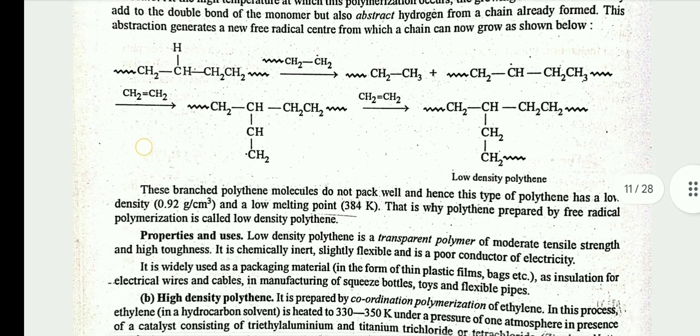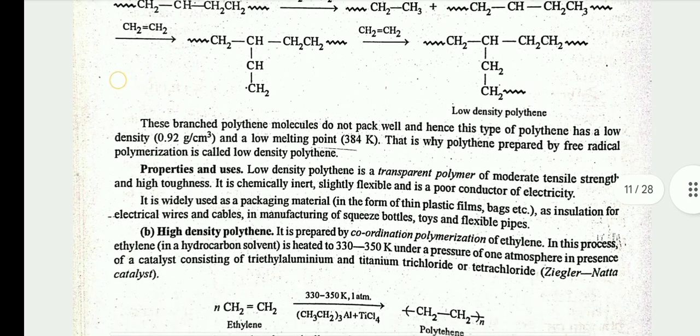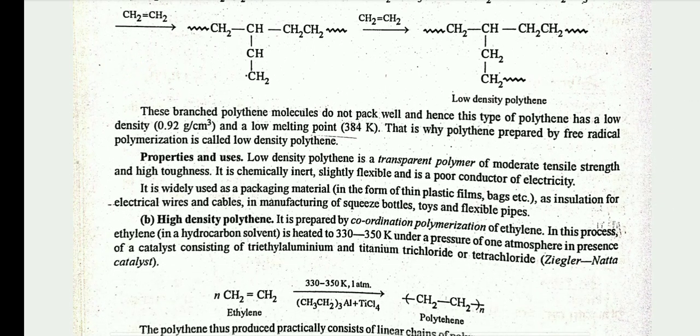Properties and uses: low density polythene is a transparent polymer of moderate tensile strength and high toughness. It is chemically inert, slightly flexible, and is a poor conductor of electricity. It is widely used as packing material in the form of thin plastic film bags, as insulation for electrical wires and cables, and in manufacturing of squeeze bottles, toys, and flexible pipes.